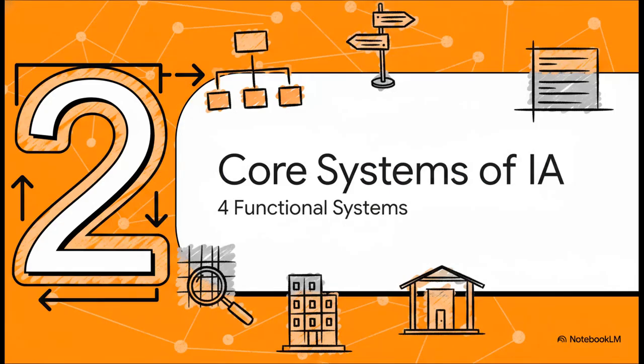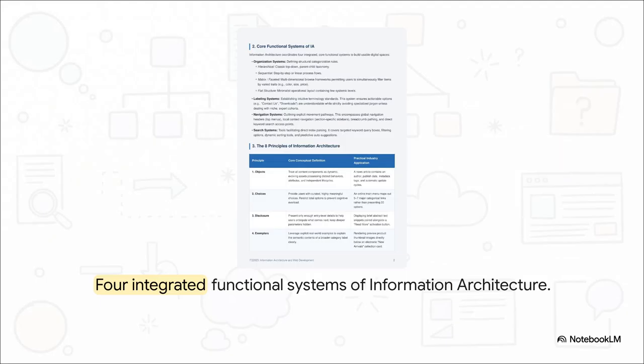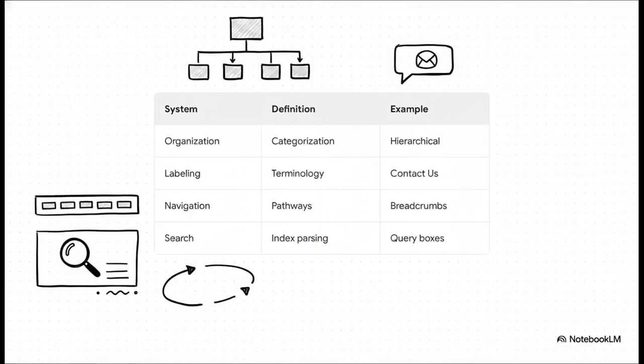Okay, let's examine the framing and signage in Section 2, Core Systems of IA. You see, information architecture doesn't just magically happen by throwing data onto a server. It requires coordinating 4 deeply integrated functional systems working in total harmony to organize and retrieve data. You have to intentionally design each one if you want the whole ecosystem to thrive. Think of it like a grocery store. If it had no aisles, that's a digital space without organization.